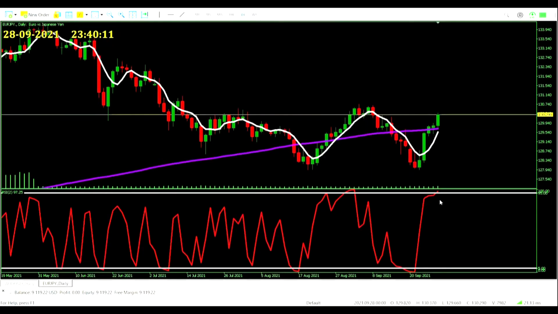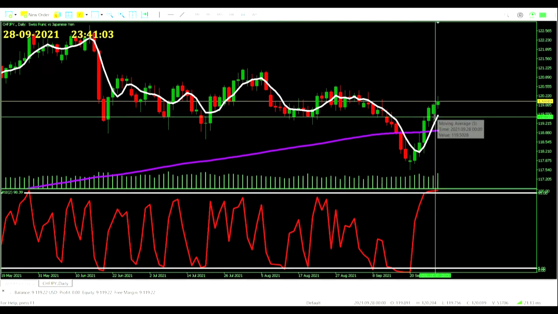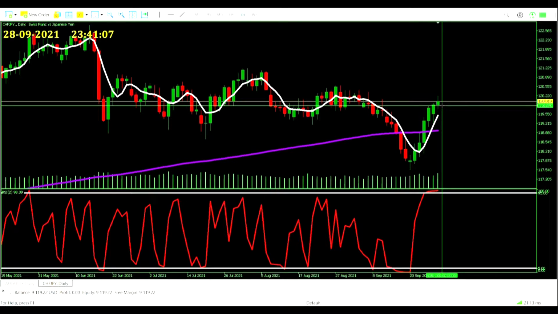Can't get in here. Euro Japanese yen above 95 as well, but price has just crept over that 200 average. No signal. Same on the Swiss franc yen chart. It remains above 95. We had the option here, you see, yesterday to get in this trade here. So far, wouldn't be doing very well.